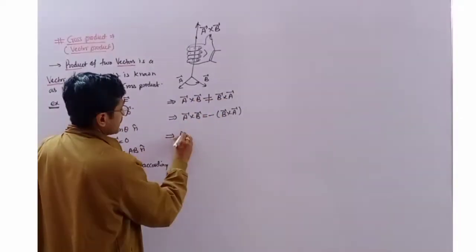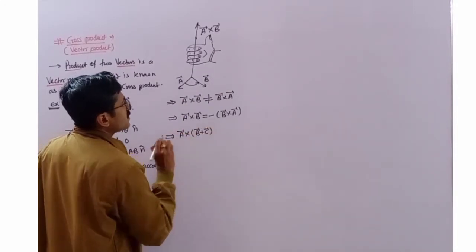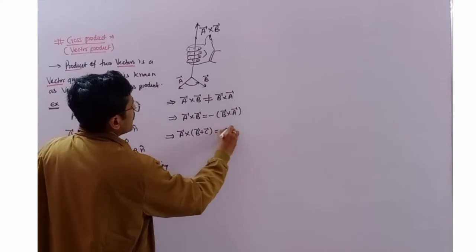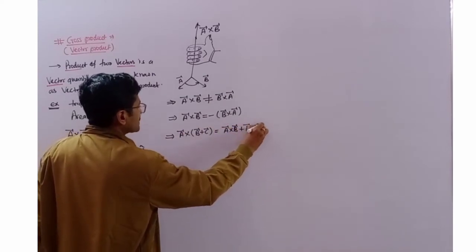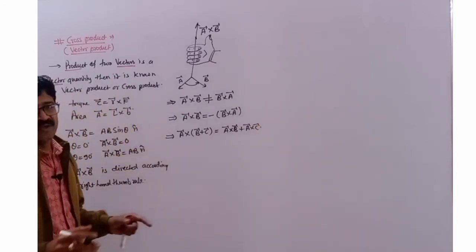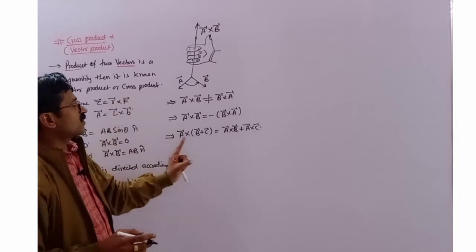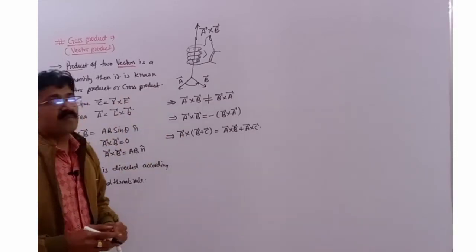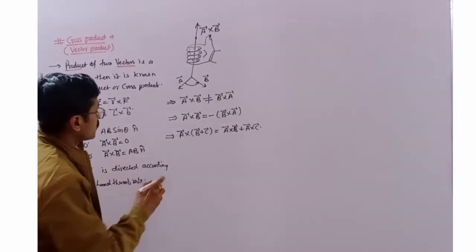But in the case of A cross B plus C, we consider the distributive law, and this will follow: A cross B plus A cross C. So the distributive law is followed here, but the commutative law is not followed in cross product. Now what about unit vectors?